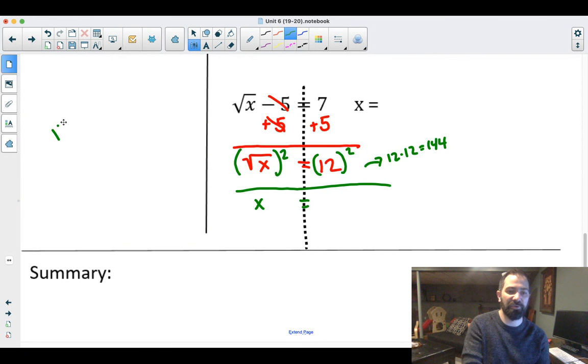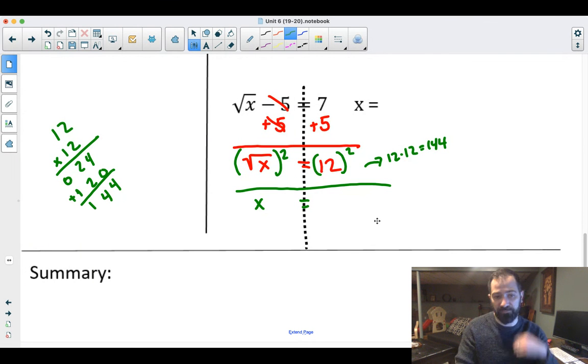Let's show it over here for the people who want to see it out. Remembering how to do some math here. 2 times 2 is 4. 2 times 1 is 2. 1 times 2 is 2. 1 times 1 is 1. 4 plus 0, 2 plus 2, 1 plus 0, 144. So it's 12 squared, 144. And that's our answer.